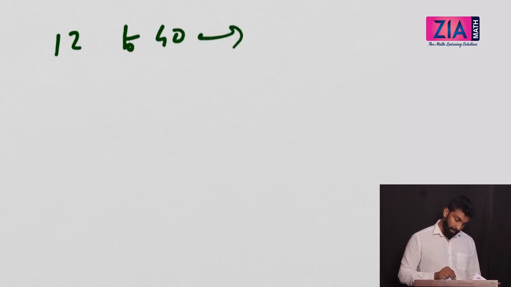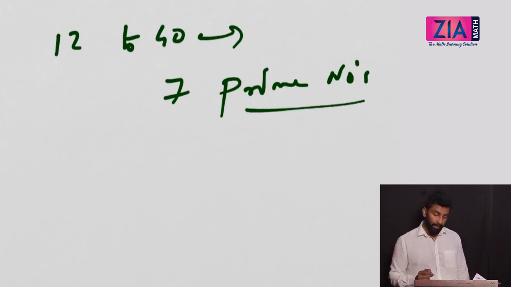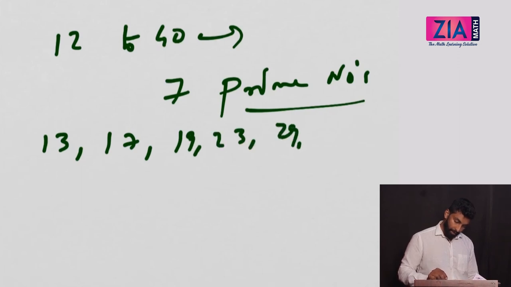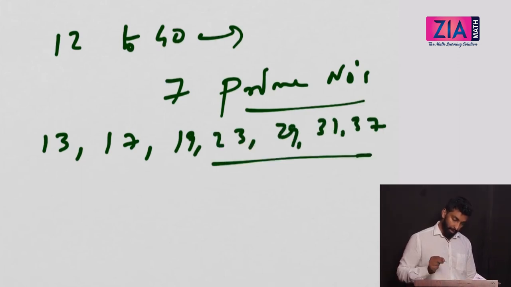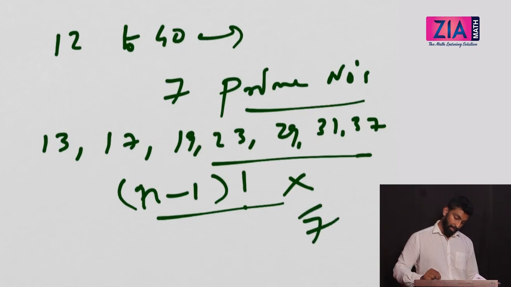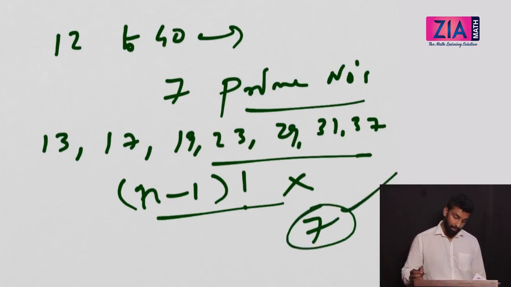Now this question, from 12 to 40, how many prime numbers are there? There are 7 prime numbers, right? Now you got the answer: 13, 17, 19, 23, 29, 31, 37 are the prime numbers. What does this mean? N such that n minus 1 factorial is not divisible by any of them. So answer for this question is 7.